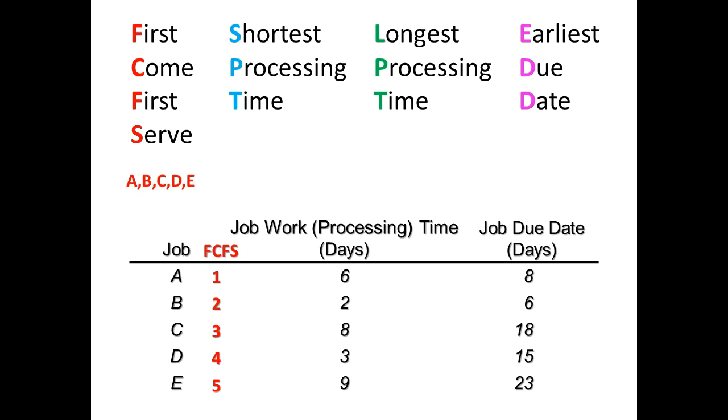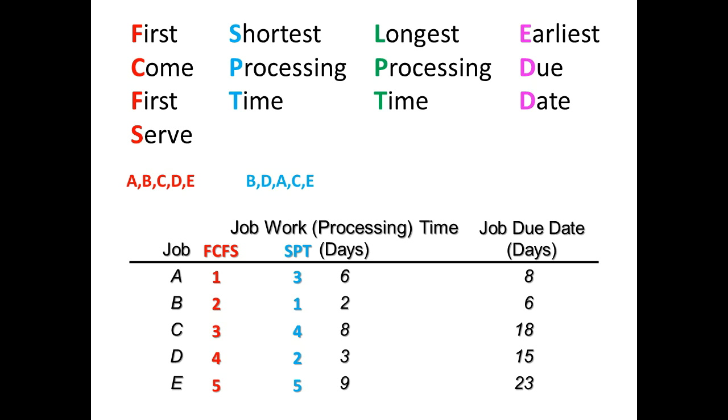For shortest processing time, the job with the shortest processing time is processed first. Job B has the shortest processing time, which is 2 days, followed by D, which is 3 days, A, which is 6 days, C, which is 8 days, and finally E, which is 9 days. The sequence of jobs using shortest processing time is B, D, A, C, E.